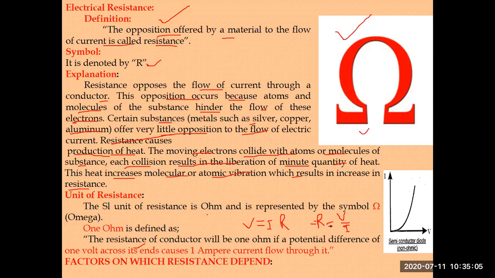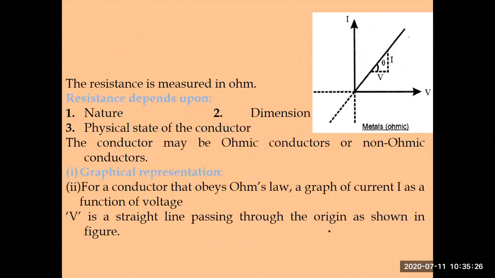So if you are asked to find the unit of resistance, the sign is omega, and it is defined as follows: when you apply a potential of 1 volt across the ends of a conductor and get 1 ampere current passing through it, at that time the resistance of the conductor will be 1 ohm. So the resistance is measured in ohm. It depends on the nature of the conductor, the dimensions of the conductor, and the physical state of the conductor. The conductor may be ohmic or non-ohmic. The graphical representation of a conductor obeying Ohm's law we have already discussed.